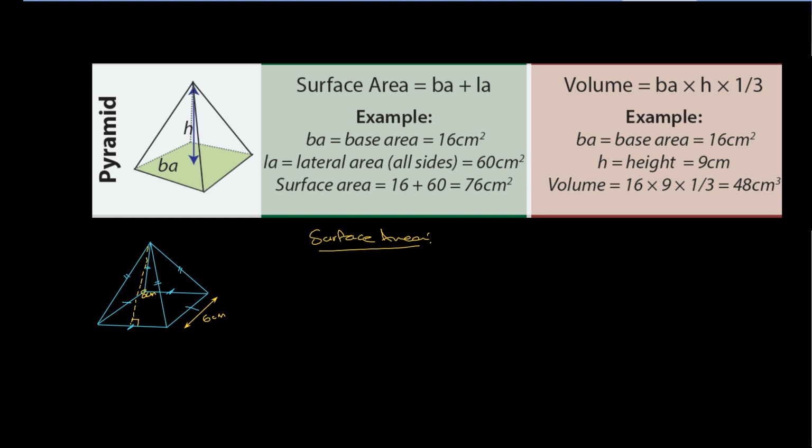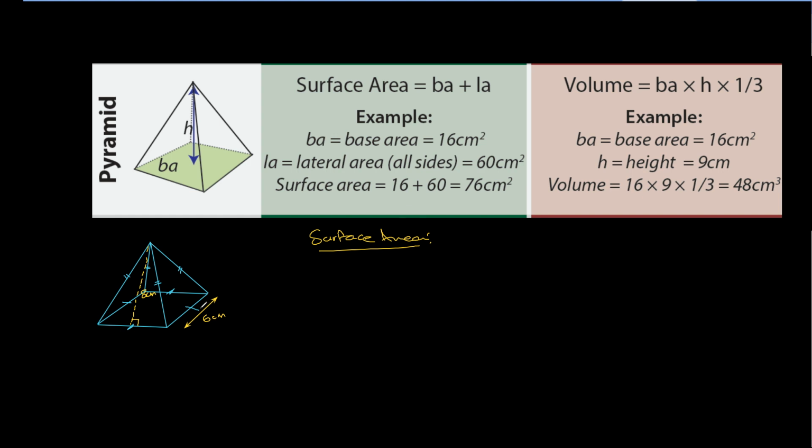All right, I've got a possible answer: 96 plus 36 equals 132 centimeters squared. 132 centimeters squared. If you got a similar answer, type agree or let me know. Awesome, let's go through this one now.